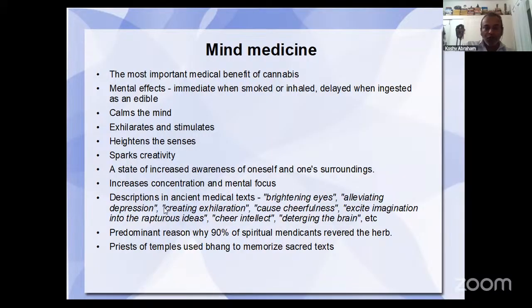Some of the words used in the ancient medical texts to describe it are: it brightens one's eyes, it alleviates depression, creates exhilaration, causes cheerfulness, excites the imagination into rapturous ideas, cheers the intellect. They call it a detergent for the brain, which washes the brain and makes it clean. These mental effects, these medicinal effects of cannabis, are the primary reason why 90% of the spiritual classes in India revered the herb and used it primarily for these reasons. We see also that the various temples in India used bhang because they said that it enabled them to memorize the vast volumes of sacred texts by heart, and they could recite them without making any mistake in either the content or the intonation that was required.